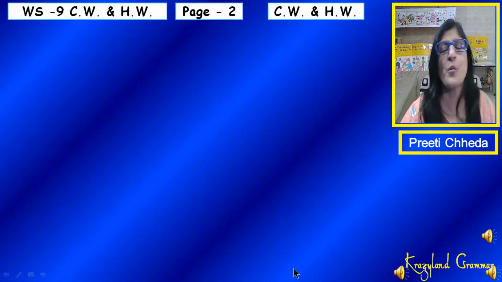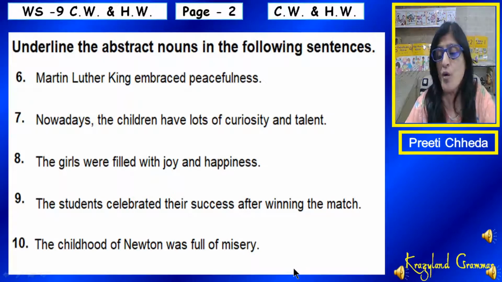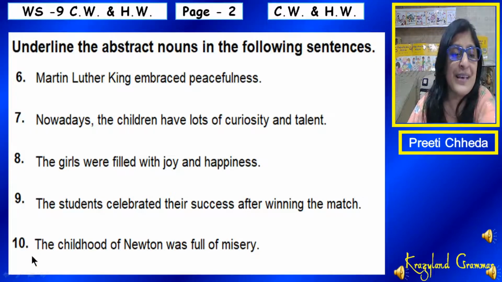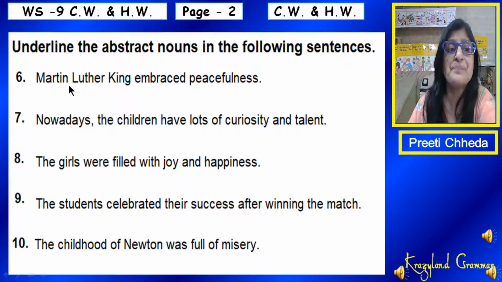The next one is worksheet number 9, page number 2. Now, we are continuing with 6, 7, 8, 9, and the instruction is the same. Underline the abstract noun in the following sentences. Number 6: Martin Luther King embraced peacefulness.